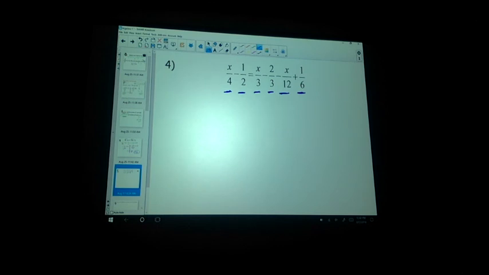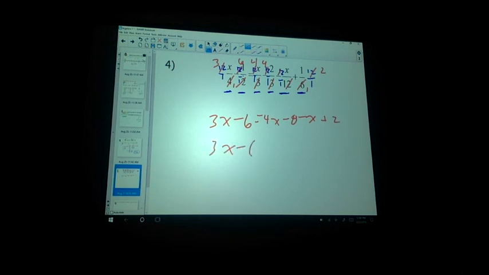What number should I multiply all of those terms by to get rid of them? 12. Good job, whoever said that. So 4 goes into 12 3 times, so I get 3x. 2 goes into 12 6 times, so that's minus 6. 3 goes into 12 4 times, so that's 4x. 3 goes into 12 4 times, so that's minus 8. 12 goes into 12, so that's minus x. 6 goes into 12 twice, so that's 2. Combine any like terms, so I get 3x minus 6 equals 3x minus 6.